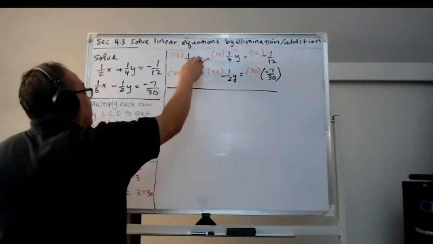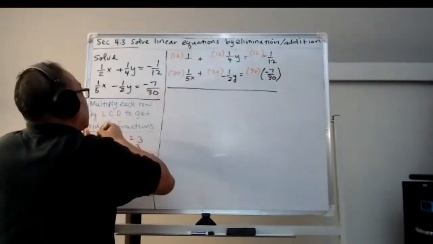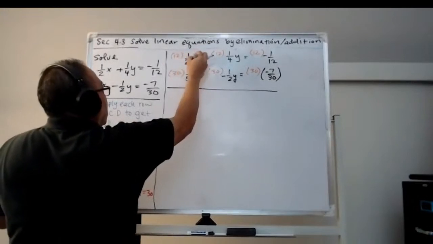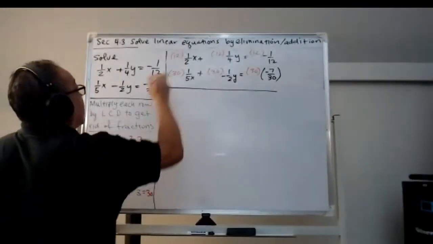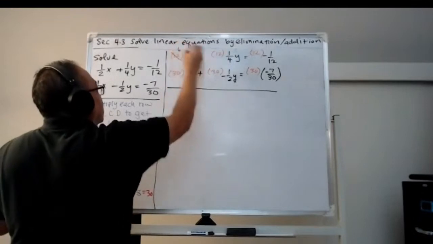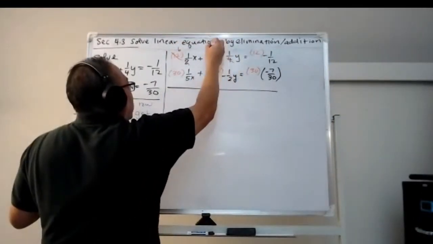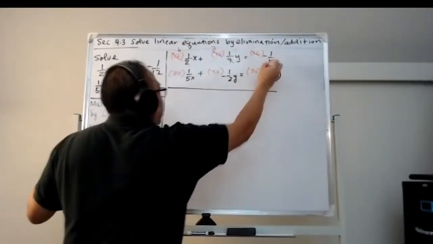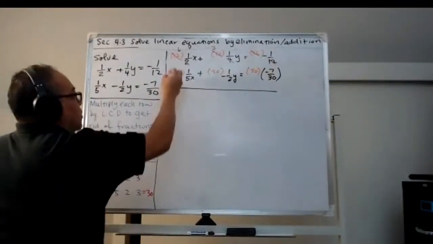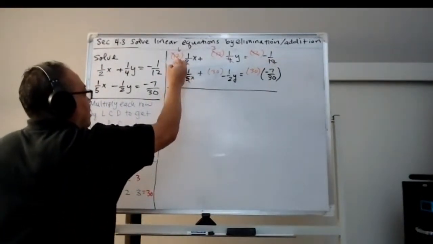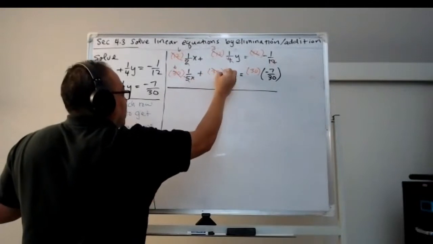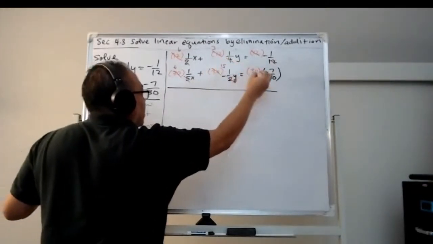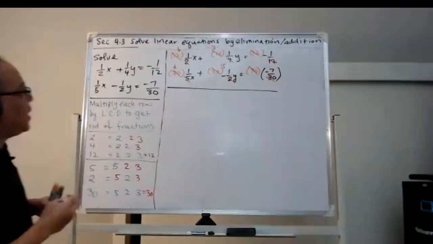Oh, this x is on top, sorry. Okay. 12 divided by 2 is 6. 12 divided by 4 is 3. 12 divided by 12, we just cancel. 30 divided by 5 is 6. 30 divided by 2 is 15. And then 30 divided by 30, they just cancel.